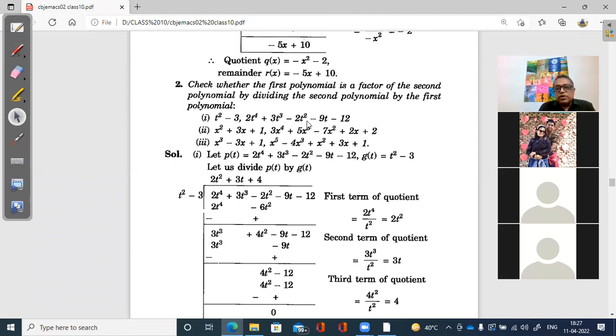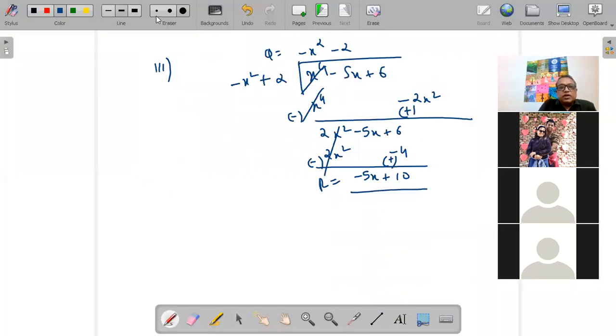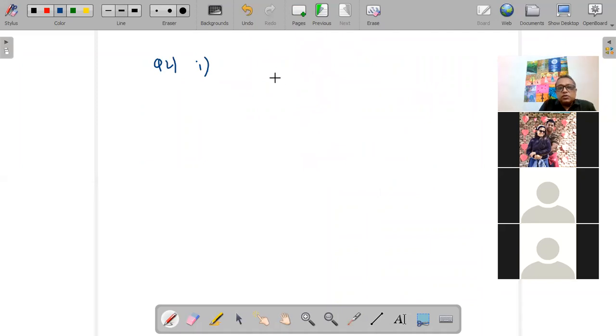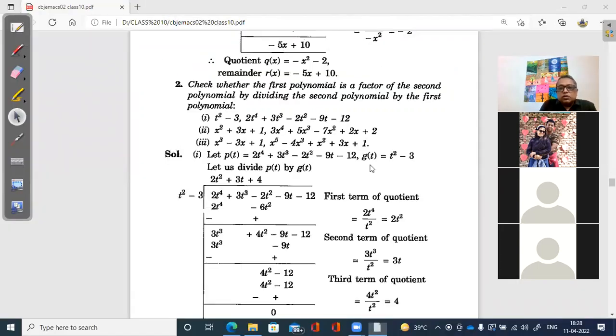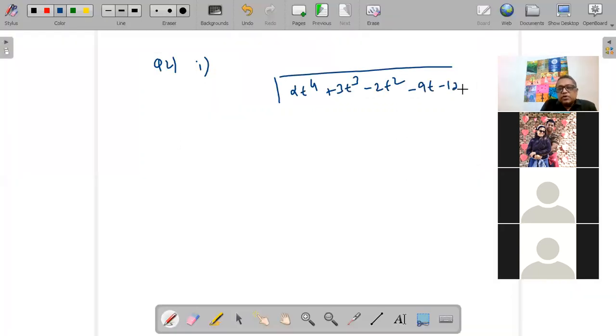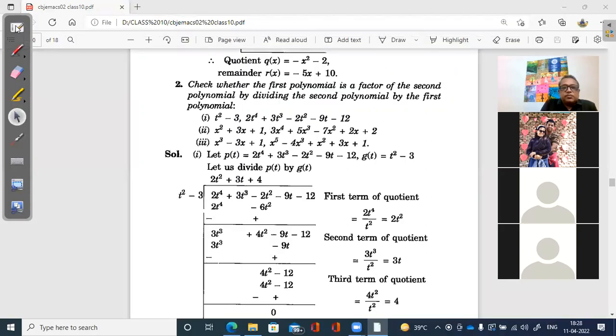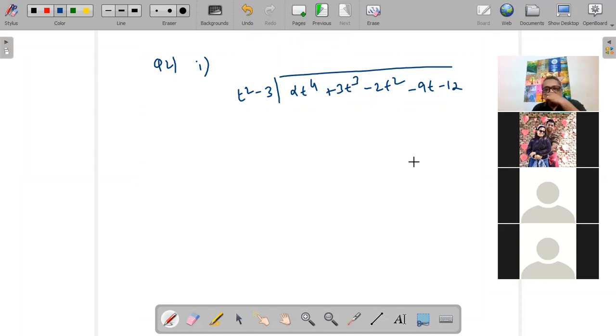This is 2t to the power 4 plus 3t cube minus 2t square minus 90t minus 12 divided by t square minus 3. Okay, so I'm rewriting this for you. Question number 2, first part: 2t to the power 4 plus 3t cube minus 2t square minus 90t minus 12, divided by t square minus 3. We are dividing this by t square minus 3 and finding out whether this polynomial is a factor of this or not. So how do we find out if it is a factor? Just divide normally, as we did just now. Yes, sir. And if the remainder is 0, it is a factor, else not.